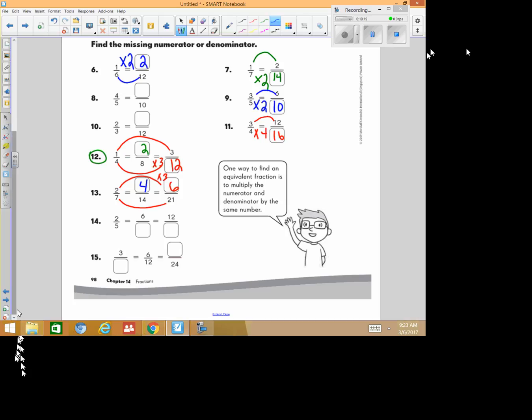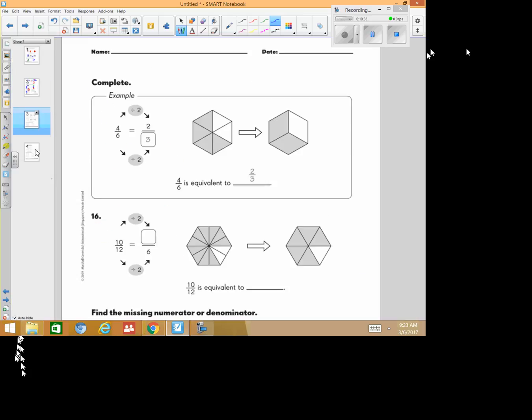I want you to circle. Are you ready? Circle with me. Circle 8, 10, 14, and 15. Circle the same ones I did, 8, 10, 14, and 15, and let's go to the next page. This is for homework.